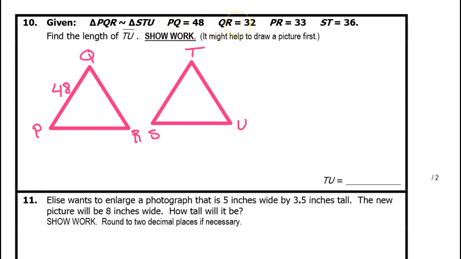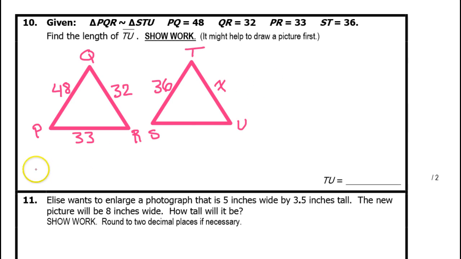QR is 32. PR is 33. ST is 36. All right, now we are supposed to find TU. So let's just put an X right there.